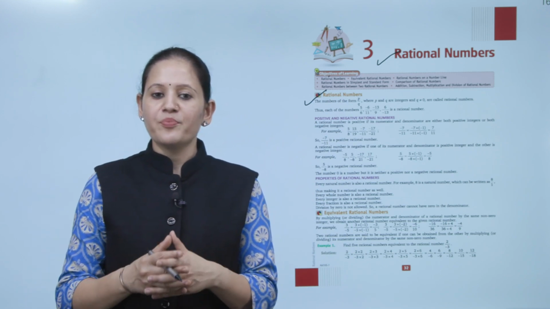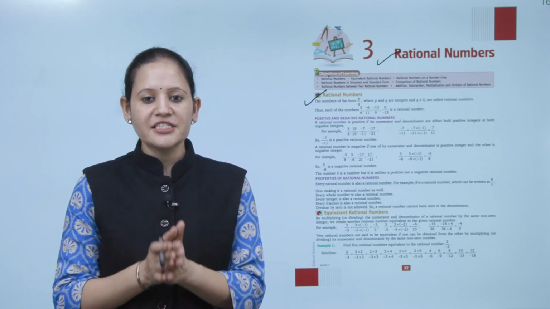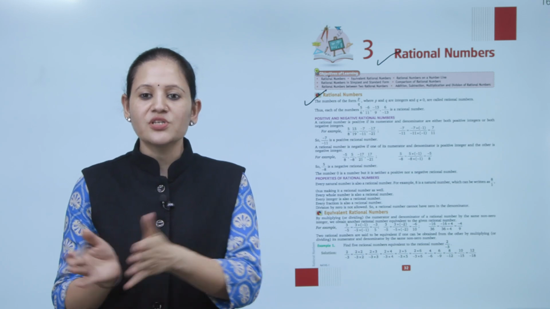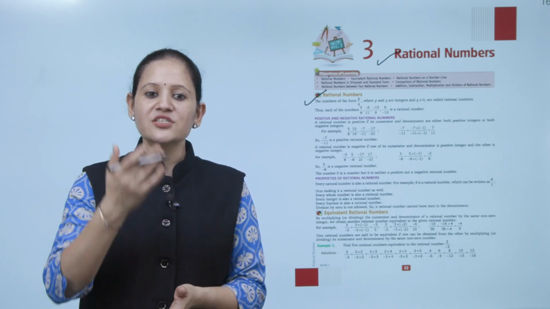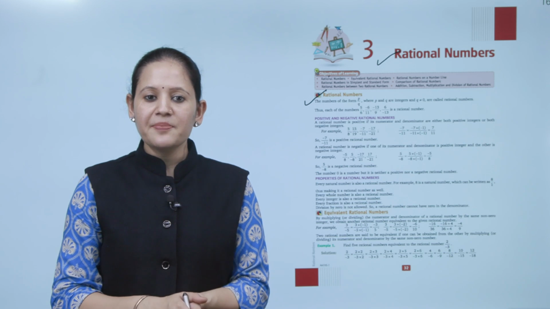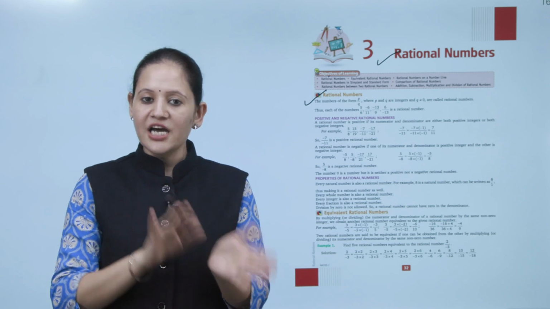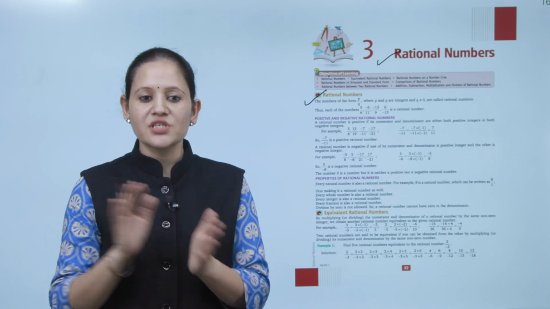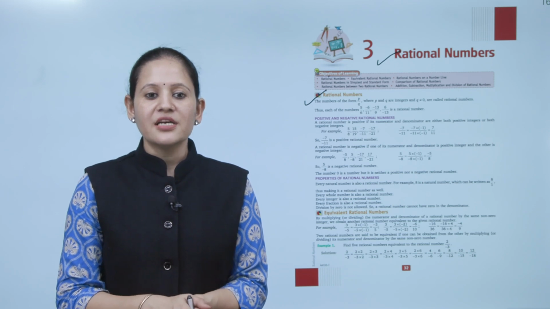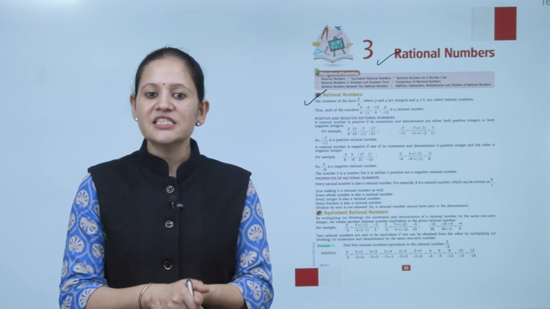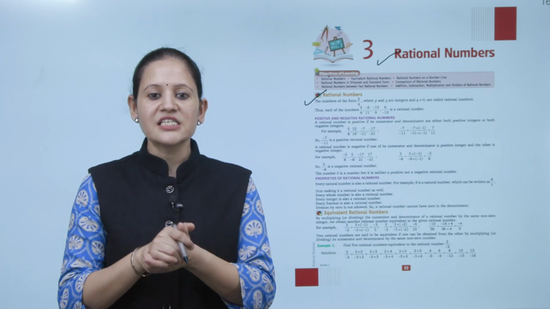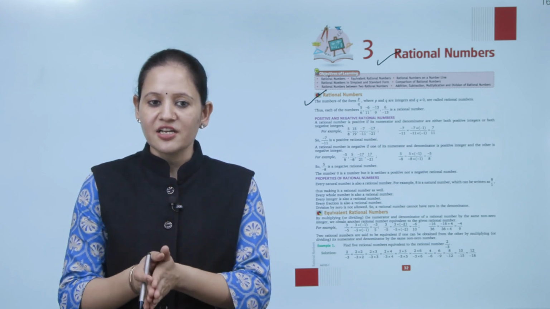The numbers of the form p by q, where p and q are integers and q is not equal to 0, are called rational numbers. ऐसे नंबर जिसको हम p by q की फॉर्म में रिप्रेजेंट कर सकते हैं, where p and q are integers and q is not equal to 0, that are called rational numbers. Thus each of the numbers 5 by 6, minus 6 upon 11, minus 13 upon 9, 6 upon minus 13, all these are rational numbers.